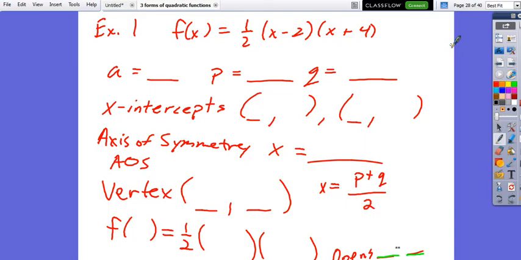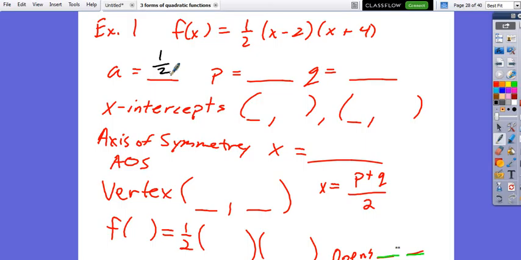And when we've got it in factored form, the intercepts are what we would call the zeros of the function. They are the x values that satisfy the function. In other words, they are also the x values where this graph crosses the x-axis. Now, we're going to identify a, p, and q from the function itself. So the a value is just like before. It is that leading coefficient, that number in front at the very beginning of the function. So 1/2 is our a value.